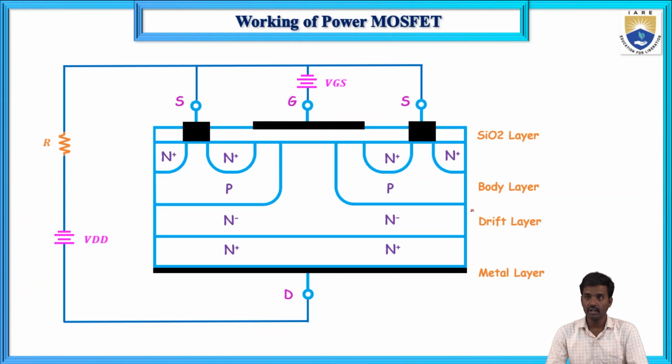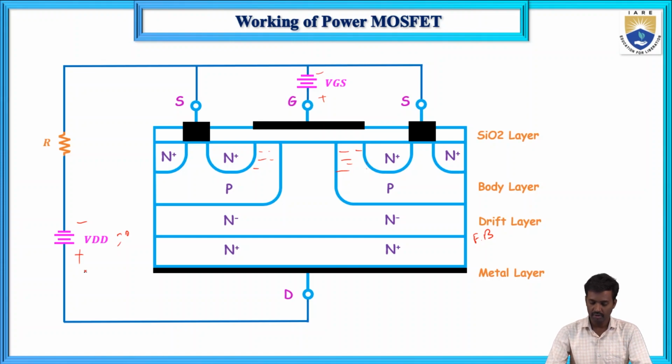The breakdown voltage depends upon the width of the n minus layer, which we already discussed for the power BJT and power diode. Now the working: first, VDD is zero. When VGS is positive, that is, the gate is positive with respect to the source, a channel will be created and an electric field will be generated. Initially when you apply VDD, the drain is positive with respect to the source, so the source side is minus, and this is in forward bias.